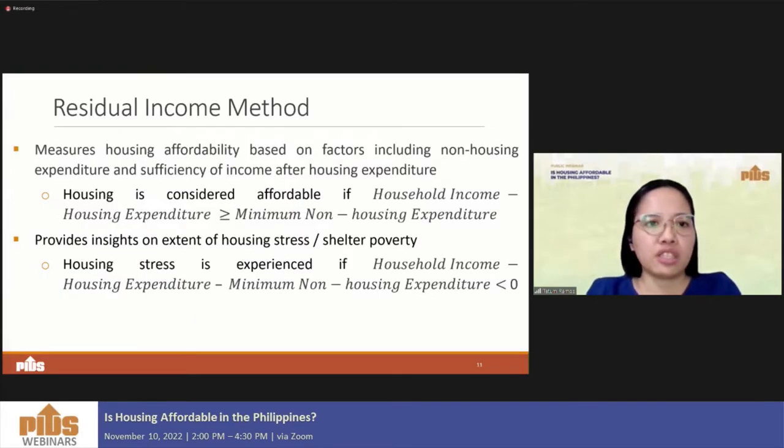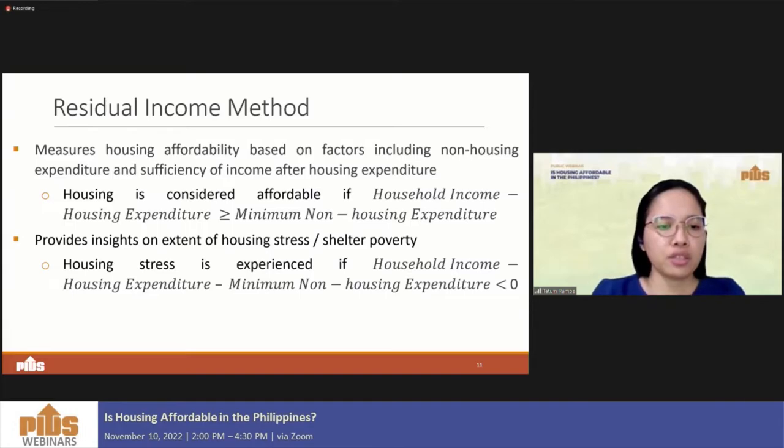And we used the residual income method to be able to generate this. We use this method because it measures housing affordability based on factors including non-housing expenditure and sufficiency of income after housing expenditure. Under this method, housing is considered affordable if household income minus housing expenditure is greater than or equal to a minimum non-housing expenditure. The method also provides insights on the extent of housing stress or shelter poverty. Housing stress is experienced if household income minus housing expenditure minus minimum non-housing expenditure is less than zero. In other words, the stress is experienced if the income of the household is not sufficient to cover basic expenditures.